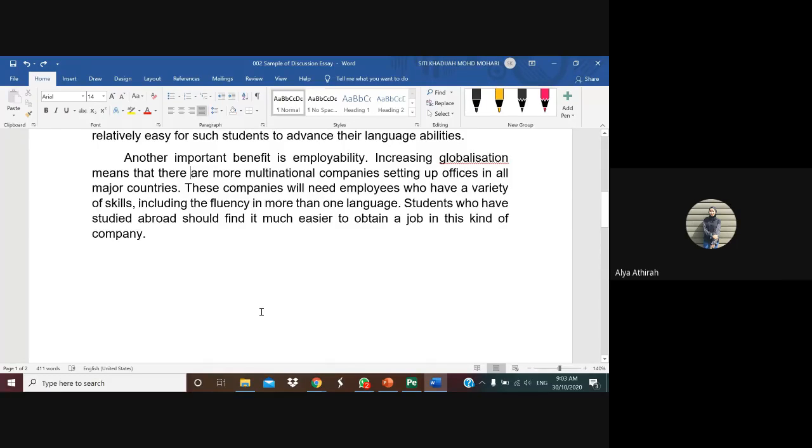Another important benefit is employability. Increasing globalization means that there are more multinational companies setting up offices in all major countries. These companies will need employees who have a variety of skills, including fluency in more than one language. Students who have studied abroad should find it much easier to obtain a job in this kind of company.